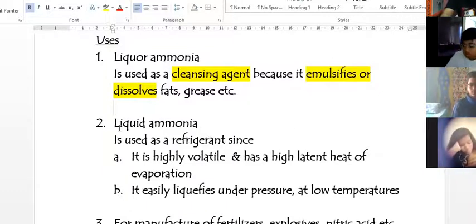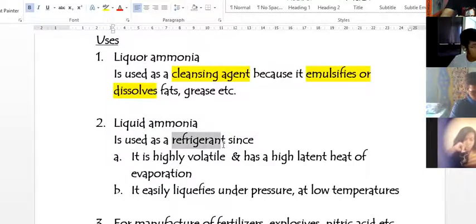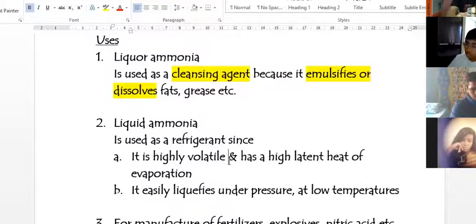The second use is liquid ammonia, which is ammonia gas that is condensed, liquefied. It is used as a refrigerant, as a substitute for CFCs. You all know what CFCs are, chlorofluorocarbons. They are used in refrigerators, air conditioners and so on. So as a substitute, it is used as a refrigerant, something which is added into the compressors, so we can reduce the use of CFCs.